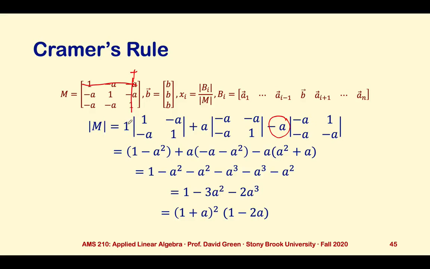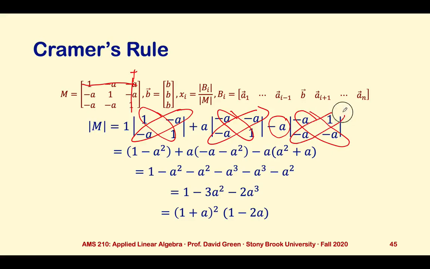Once we've done this, we can just go through and evaluate these 2 by 2 determinants. 1 times 1 minus negative a squared, or 1 minus a squared, plus a times negative a minus negative a squared, and minus a times negative a squared, which is a squared, minus negative a plus a. That gives us our expression here.